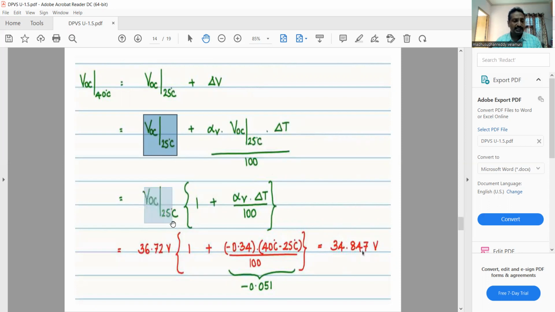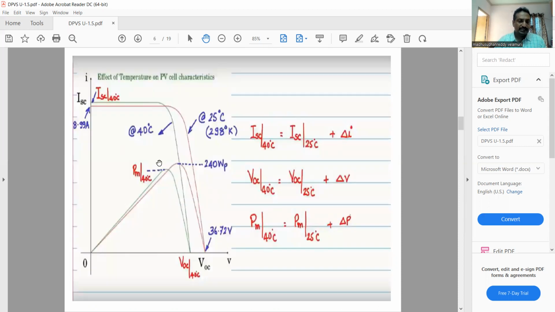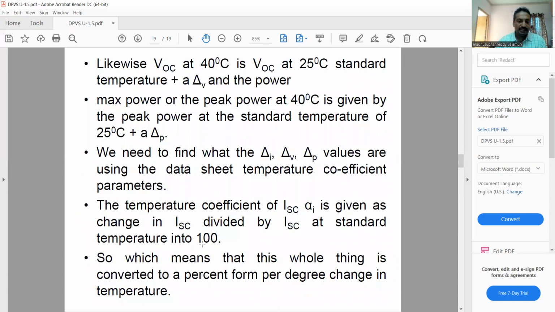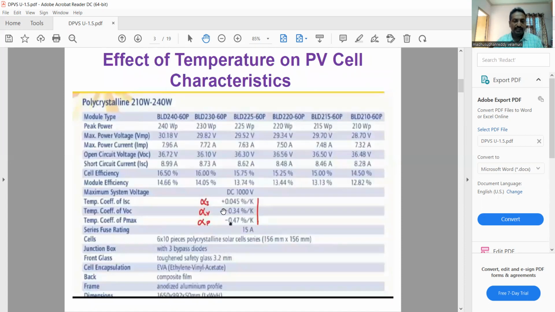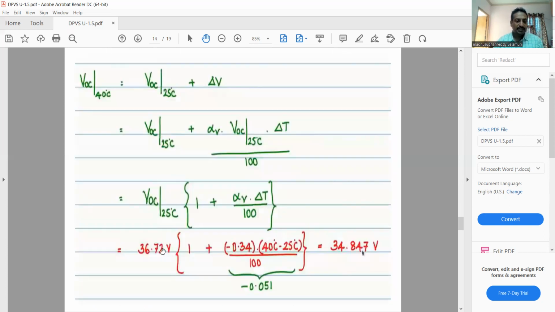So what is the value of this? Already you know from the details: 36.72 volts. Similarly, what is alpha V? Minus 0.34%. These two values you pick up from your data sheet. So put 36.72 into 1 plus minus 0.34 into 40 minus 25 divided by 100. So this value is minus 0.051. So how much does it decrease? 34.847.